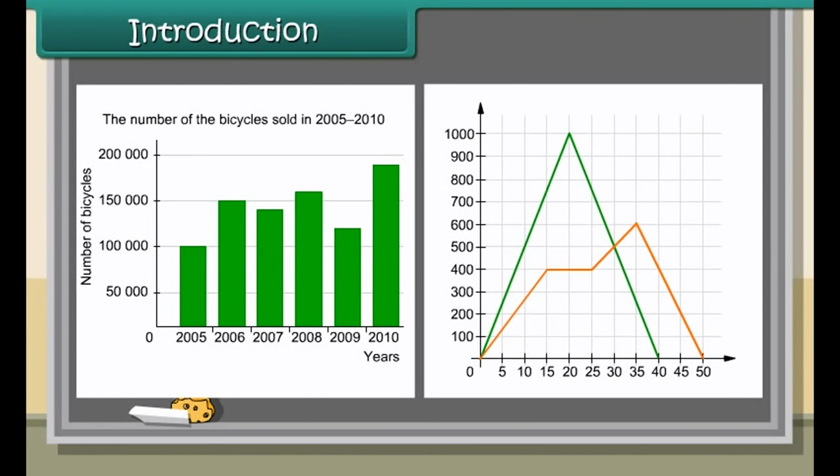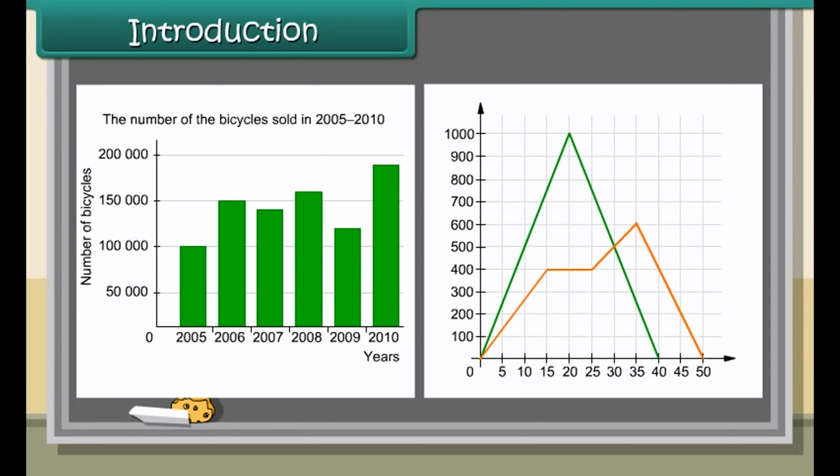Introduction. Usually data can be presented in the form of a table. Graphs are a visual representation of data. In this chapter, let us study histogram and line graph.